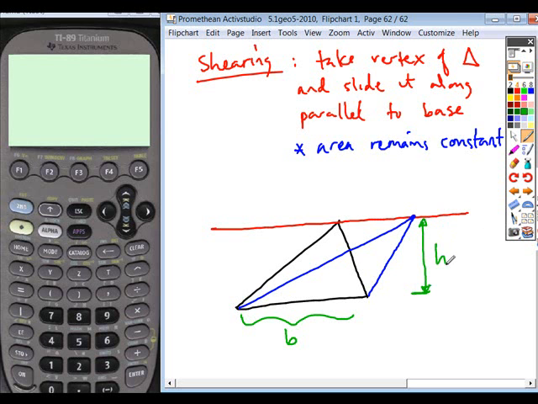And so anytime you hear the term shearing, that's what it's referring to. And just sliding a point along parallel to the base. And when that happens, the area will always remain constant.